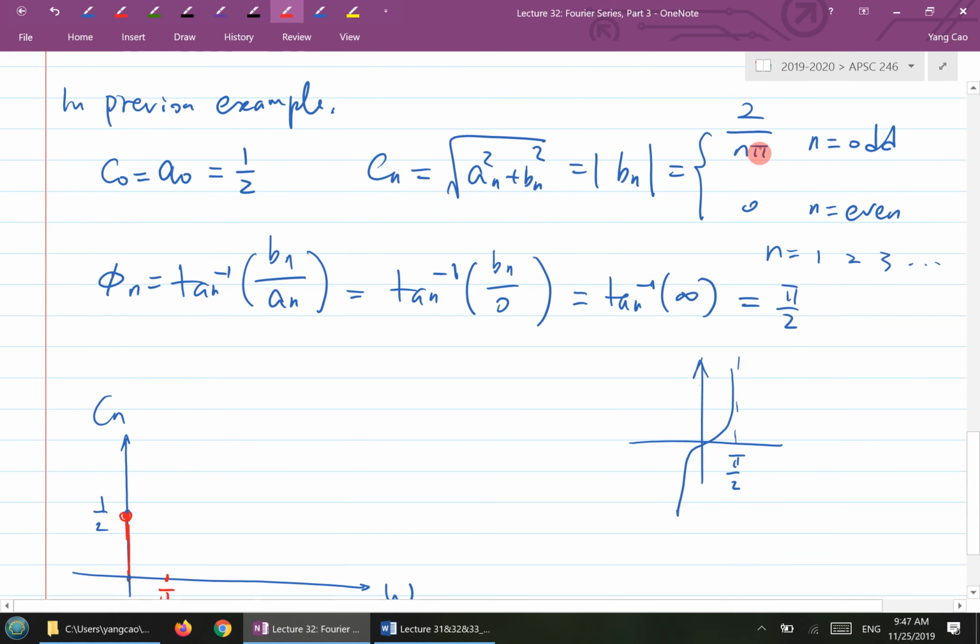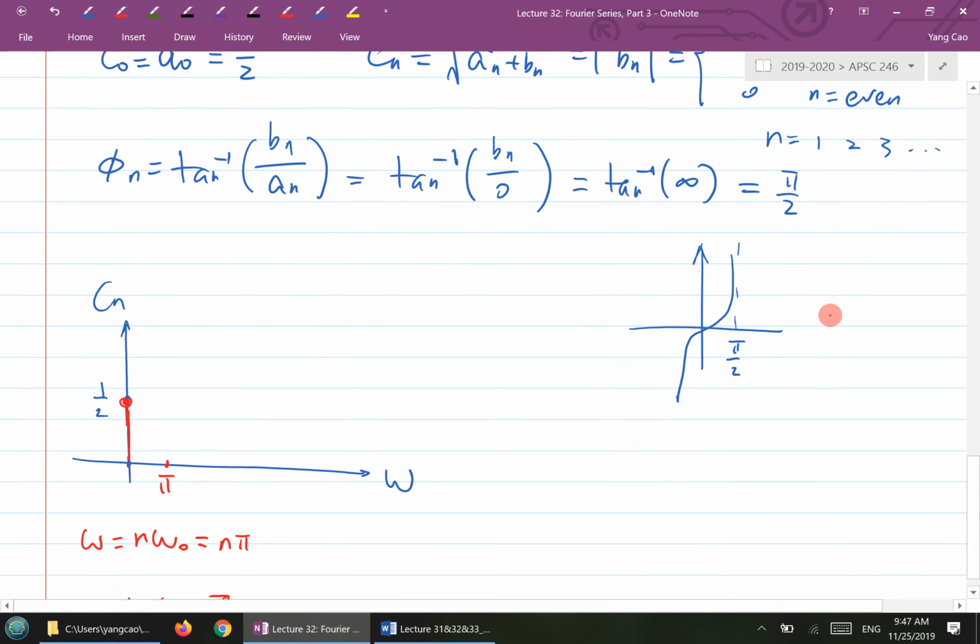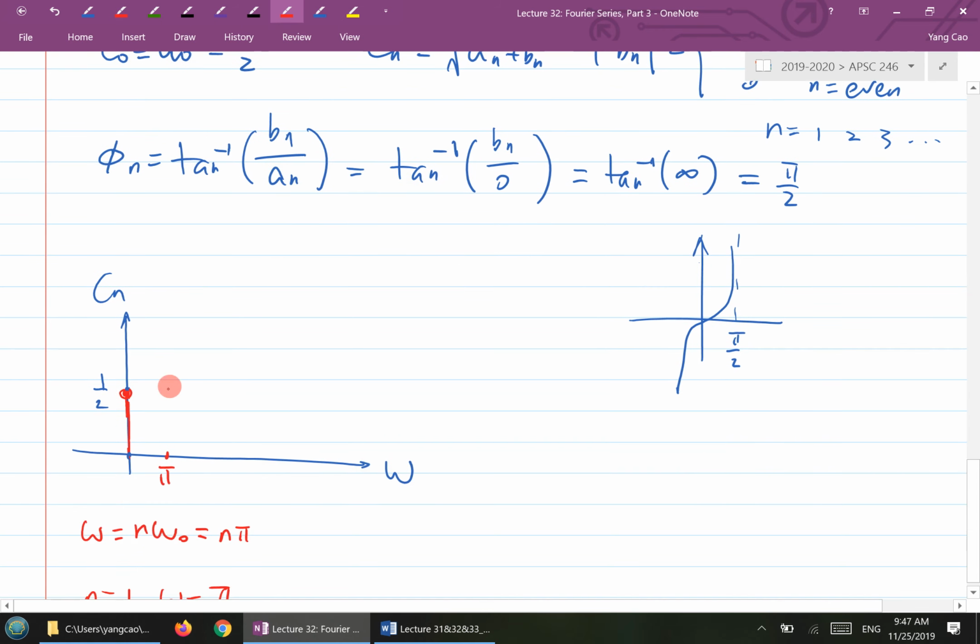Cn value equals 2 over pi. That's when n is odd, right? So you get another bar here, which is 2 over pi over 2, that's slightly higher than 1 over 2.